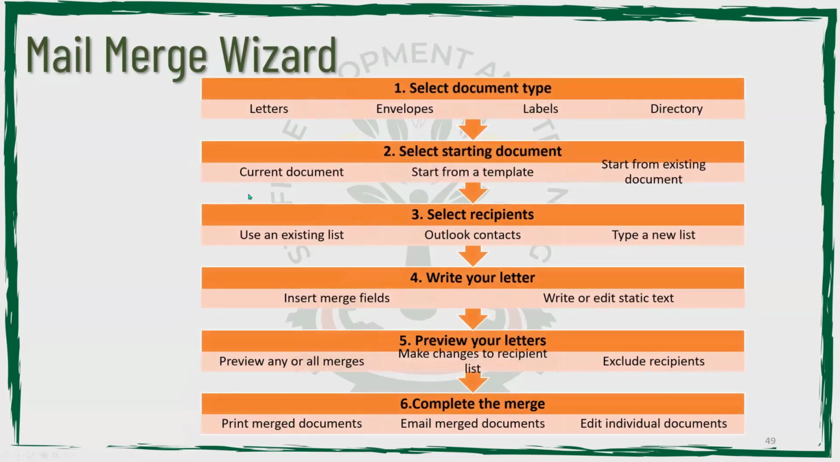So this is just a step-by-step wizard that we are going to be utilizing. Again, first select your document type, whether it's an envelope, letter, labels, or directory. Step two is selecting the starting document. It can be the current document, start from a template, or start from an existing document, which I commonly like to do. Then select your recipients, which is your data source. So you would have to browse and locate your data set.